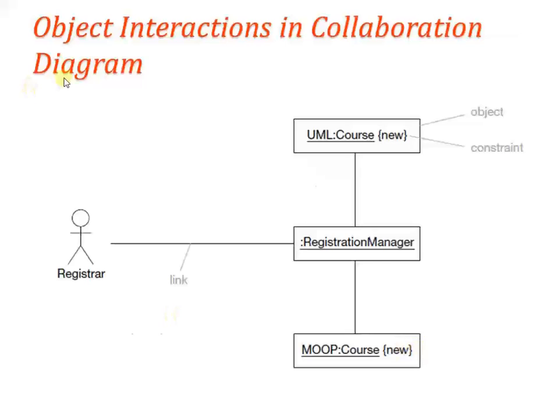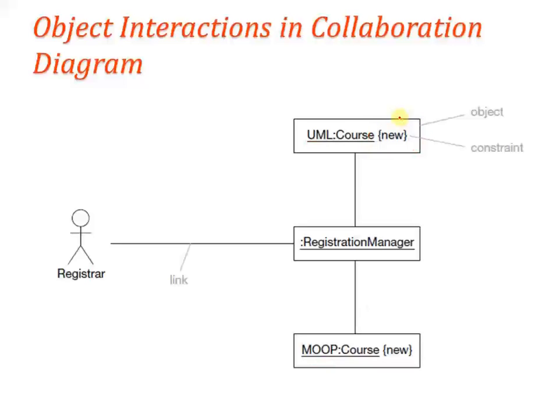Now we can go in depth on how to depict object interactions in a collaboration diagram. Remember students, this is the type of diagram you need to draw for your application as a part of your 5th lab experiment. You can see here there is a registrar who has a link to the registration manager, and there can be two different courses which can be created. One is called UML, the other one is called MOOP. The keyword called new we can discuss later.